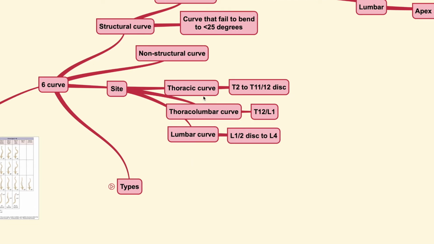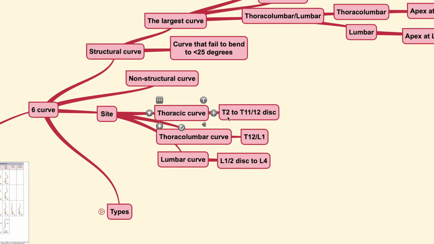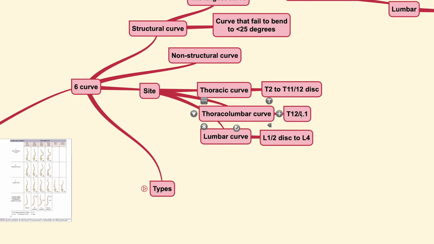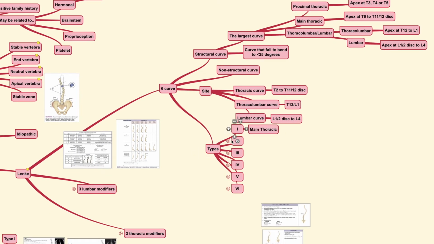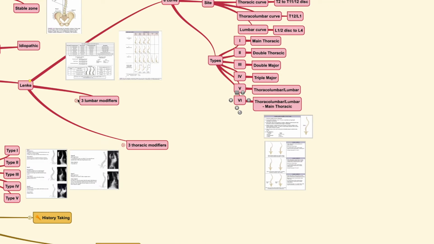The next evaluation in Lenke is that you need to know where the apex of the curve is. You call it a thoracic curve when the curve is over at the T2 to T11 or 12 disc. We call it a thoracolumbar curve if the curve is around T12 to L1, and a lumbar curve if the curve is around the L1 or 2 disc to L4. Now, there are 6 types based on these curves, which is shown in the previous table. Now, these are the lumbar modifiers, which are A, B, C.